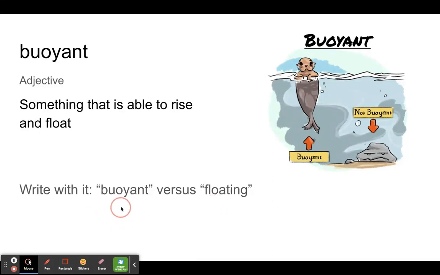So the otter is buoyant no matter whether it is floating or not. Even if the otter is on land, it is still buoyant. If the rock somehow happened to be held above the surface of the water, it would still not be buoyant, even though it looks like it is floating.